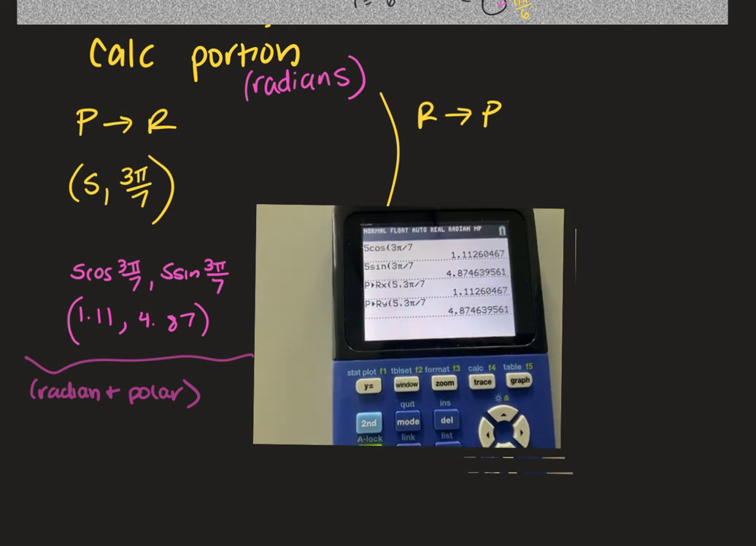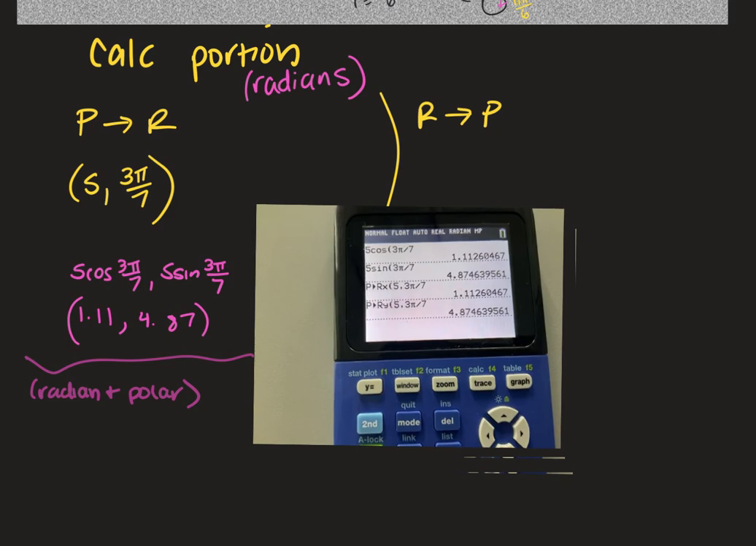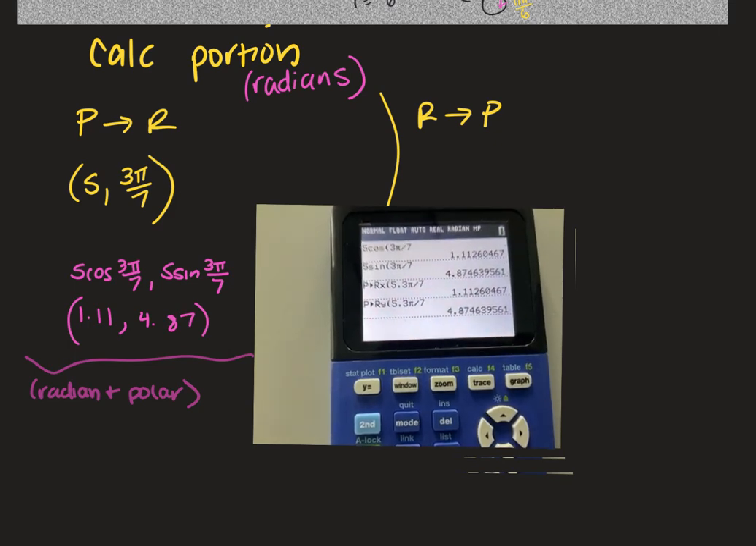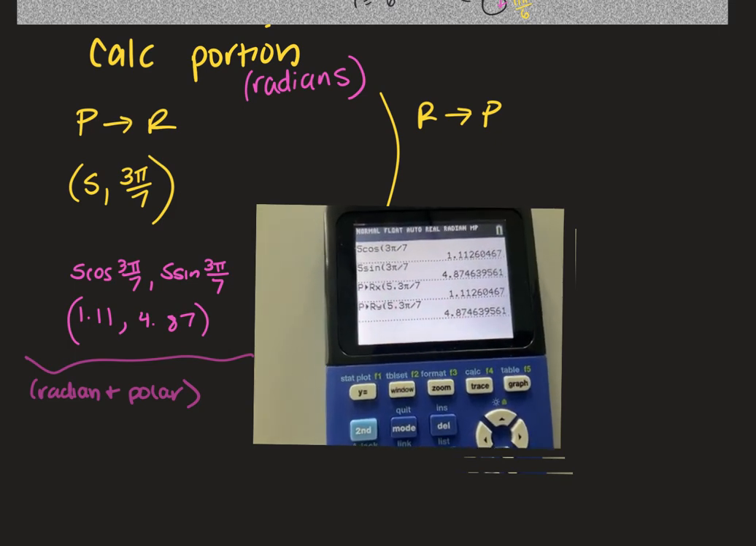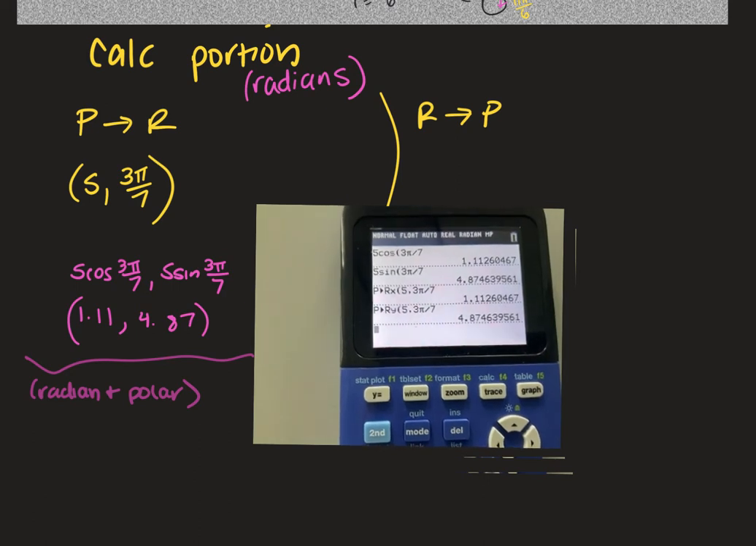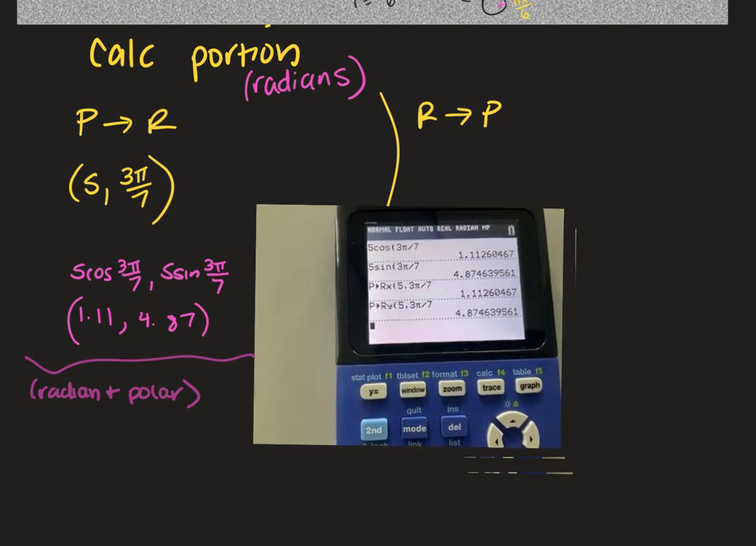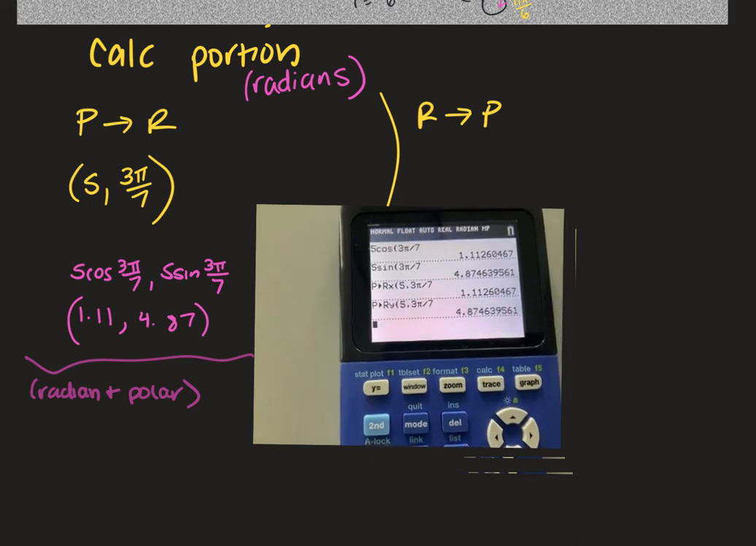Honestly, I don't think that's that big of a difference as far as a shortcut goes for polar to rectangular. For rectangular to polar, I think it's a little bit easier. But for polar to rectangular, I don't think it's that hard to do 5 cosine 3 pi over 7 and then 5 sine 3 pi over 7. So to be honest, I don't know if you need it for that one, okay?